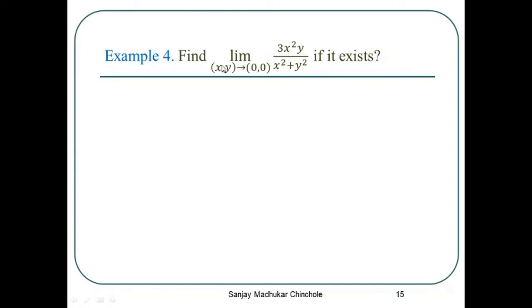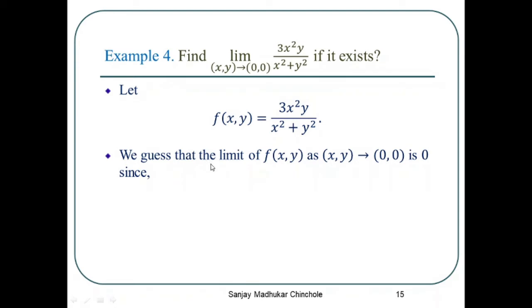For example, find the limit of 3x square y upon x square plus y square as (x, y) tends to (0, 0), if it exists. Let f(x, y) be equal to 3x square y upon x square plus y square, of which the limit as (x, y) tends to (0, 0) has to be decided.